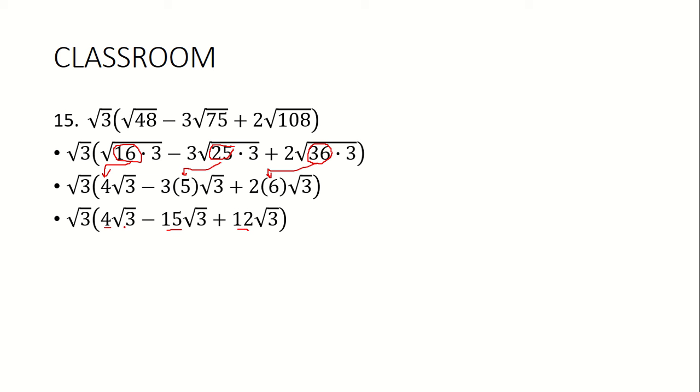So the square root of 3 remains there. So I'm going to have 1 square root of 3. Now I still have the square root of 3 from outside the brackets. When you multiply the square root of 3 with the square root of 3, the square roots fall away. You'll be left with 3.